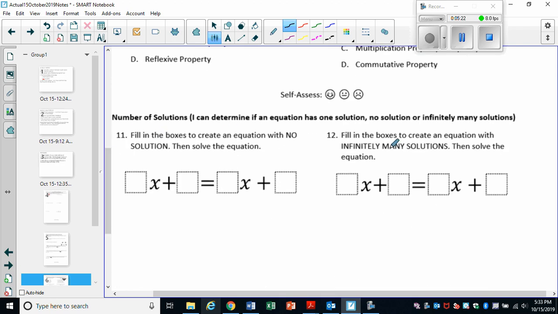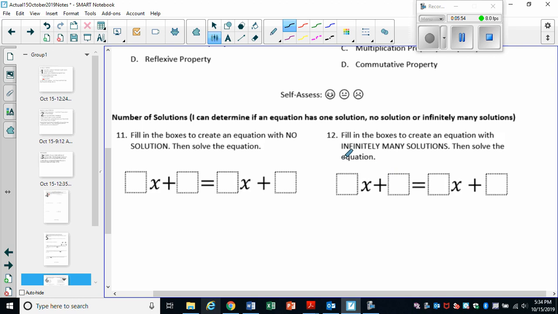Number 11, number 12. 11, no solution. So we need to figure out, what do we know to fill for these 2 boxes? And what do we need to fill for these 2 boxes? I'll give you a hint for number 11. Look at problem 1 on the first page. That will help you determine what numbers you could put here and here.